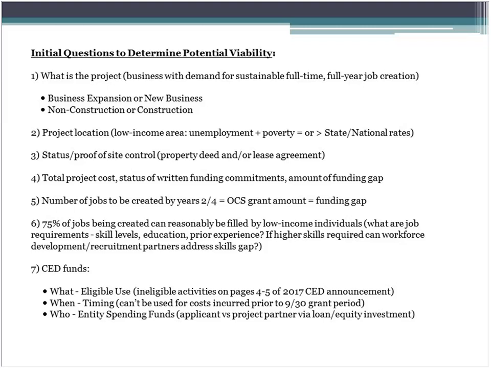And you obviously want to know what types of jobs are going to be created and what are the skills and what are the job requirements. So you need to show it's reasonable that 75% of the jobs being created can be filled by low-income individuals. And if the jobs are more skilled than typical entry-level positions, you might want to look at your workforce development, recruitment partners, and see if they can address the skills gap. And finally, what is the grant going to be used for?